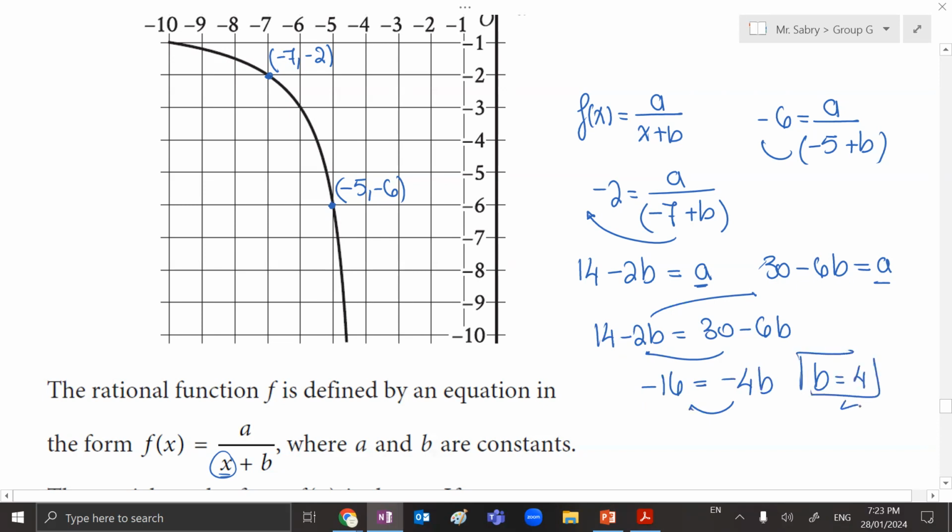I have the b now. In order to get the a, I'll substitute this into any of the equations. So 30 minus 6 times 4 will get me the a. That's a equals 6.